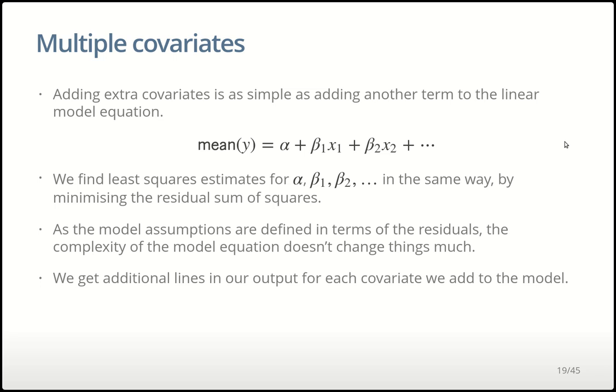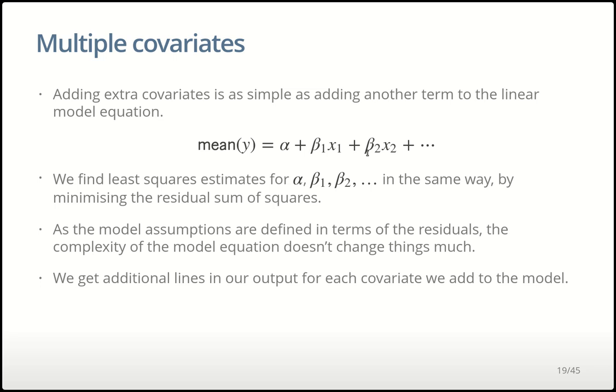Okay, the actual underlying maths works basically the same way. We just minimize the residual sum of squares, essentially the variation of the residuals, and that then defines what the best values of alpha, beta 1, beta 2, and so on are. And then our model assumptions are all on the residuals.